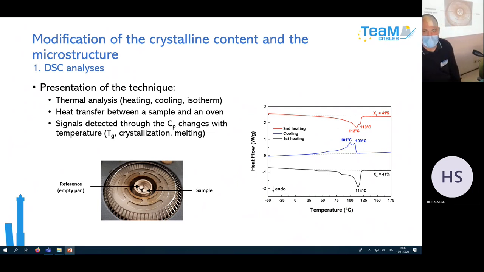So on the right, you have one cross-linked polyethylene sample that has been heated, that is the black curve, cooled down, which is the blue curve, and heated up again, which is the red curve. Let's focus on the black curve. You have a peak that corresponds to an endothermal event, which is basically the melting temperature. This peak can give you an idea about the melting temperature of the crystals, and can also give you an idea about the crystalline content of your material. In that case, the crystalline ratio inside this material has been calculated at 41%. So you have 59% of amorphous phase, and the rest is the crystals.